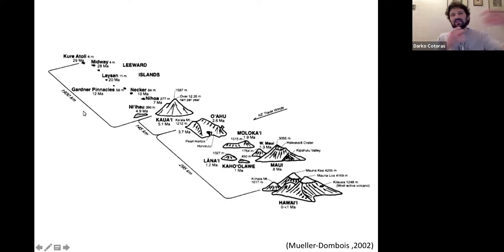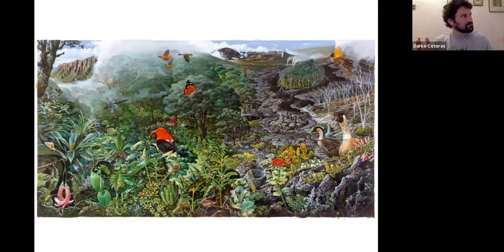So the distance between the islands is also a reflection of a combination of how fast the plate is moving and how active the hotspot is. So that also comes into play. So all this scenery that I just described is where perhaps one of the most amazing life forms have evolved. And in this drawing, you can see illustrated with very good detail many of the species that make Hawaii one of the jewels, biological jewels of the Pacific, I would say.